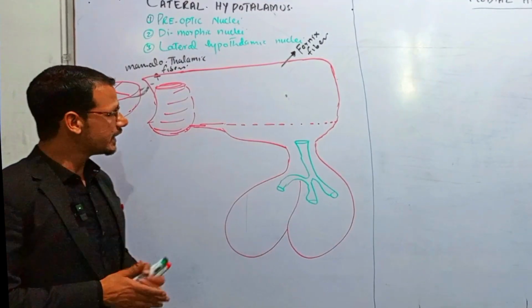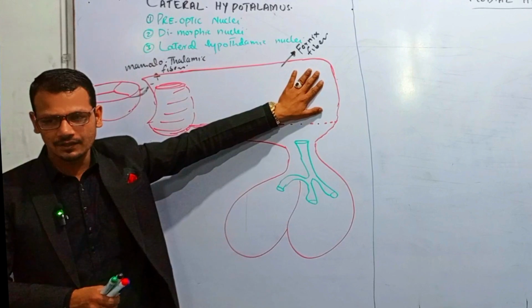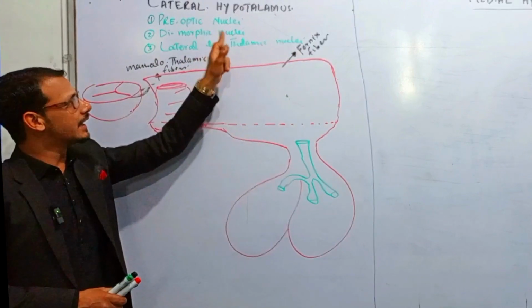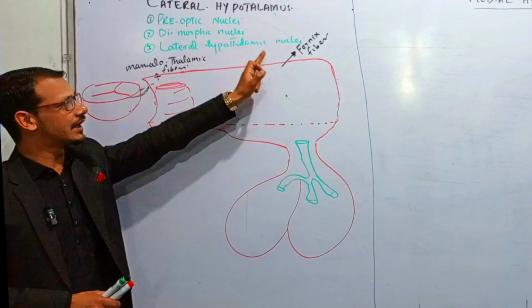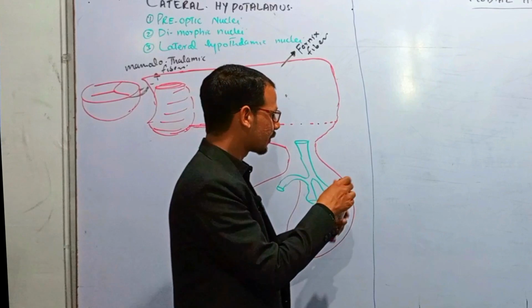Now generally three nuclei are present on the lateral side: the preoptic nuclei, the dimorphic nuclei, and the lateral hypothalamic nuclei, because the chiasma is present where?